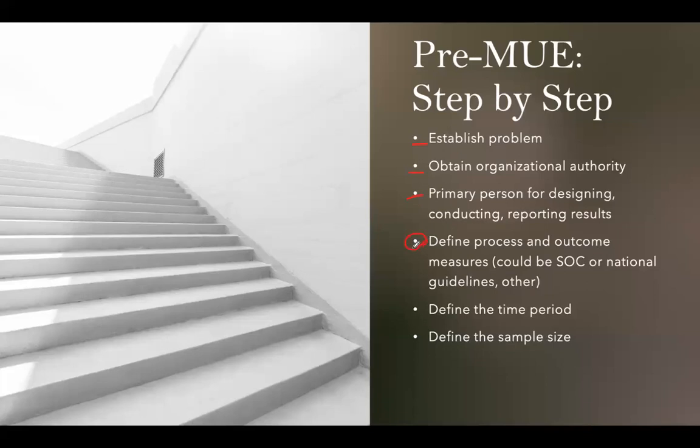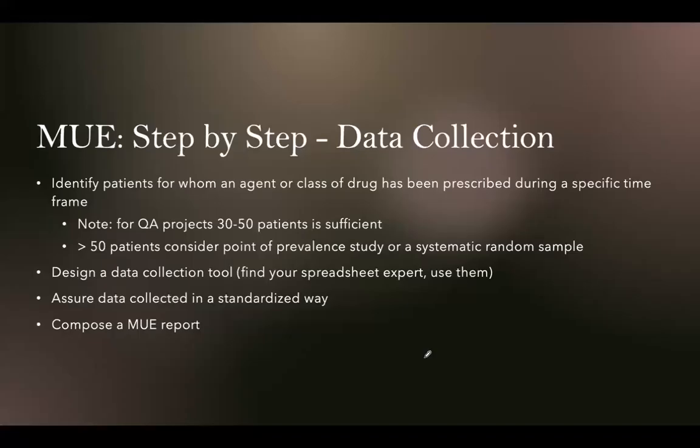I've seen that before. People define, well, I'm going to define acute kidney injury as, instead of a 50% change or a 0.5 milligram per deciliter change in serum creatinine, I'm going to make those numbers a little bit more conservative and do this. So that makes my result. You can't do that. You have to define your outcome measures based on accepted measures. Otherwise, you're validating the validator. Define the time period and define your sample size, which will vary in what you're trying to do.